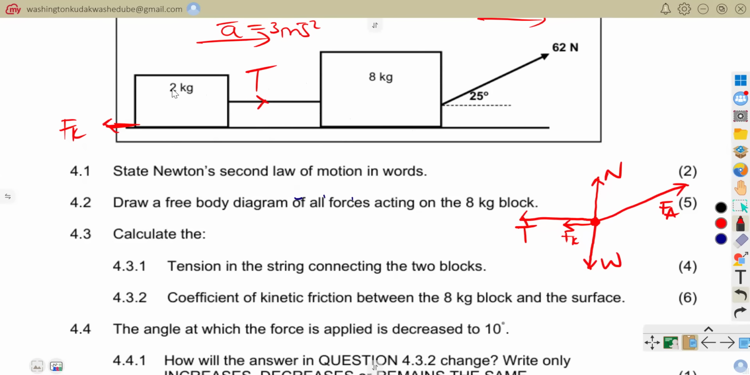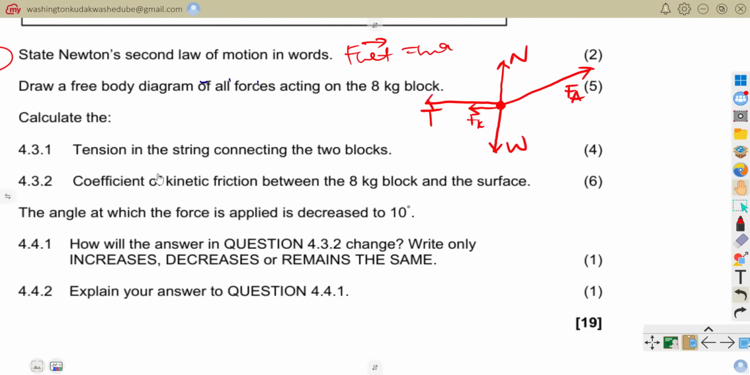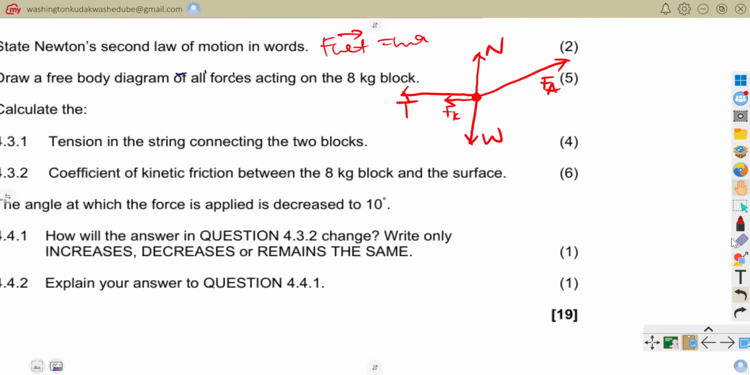If that is the case, I would apply F net equals mass times acceleration. Here they say state Newton's second law. Newton's second law now becomes a hint of the coming questions. So here we are applying Newton's second law. I'm going to apply Newton's second law on these forces that I have just shown there. So allow me to do 4.31 aside here.